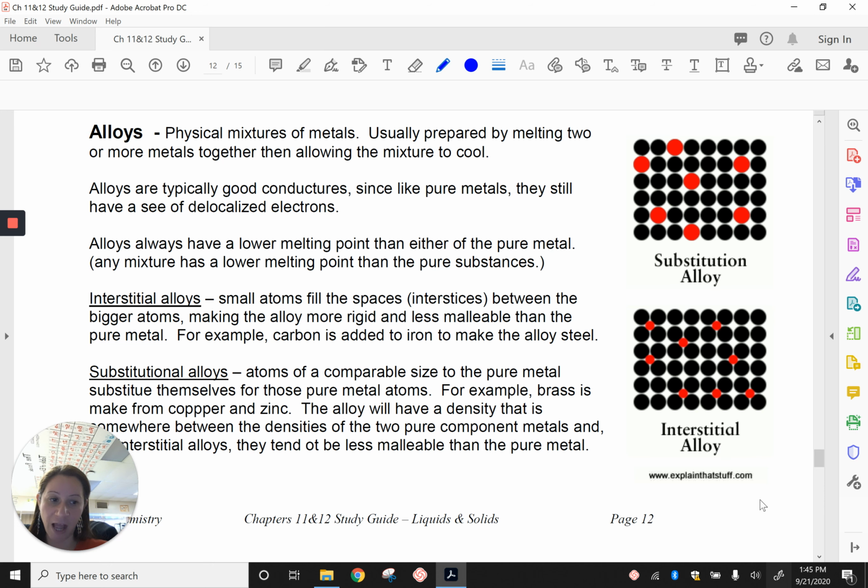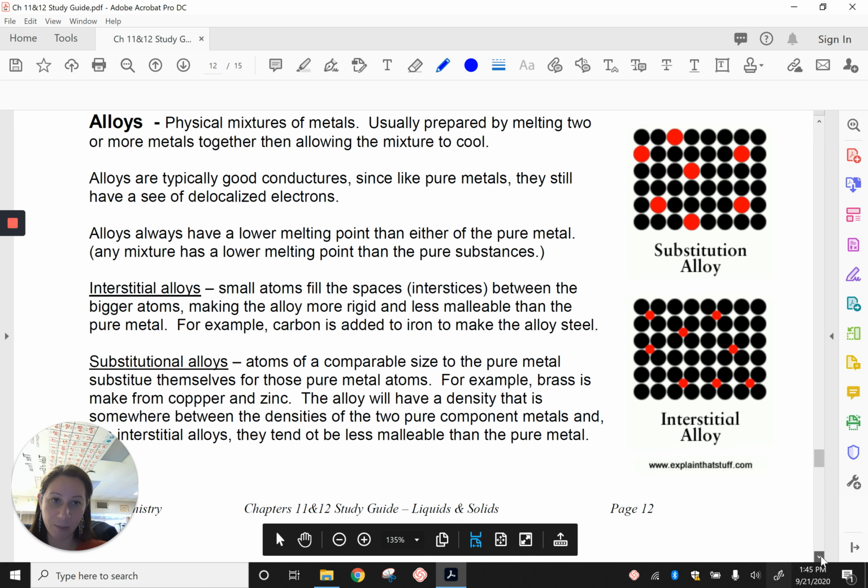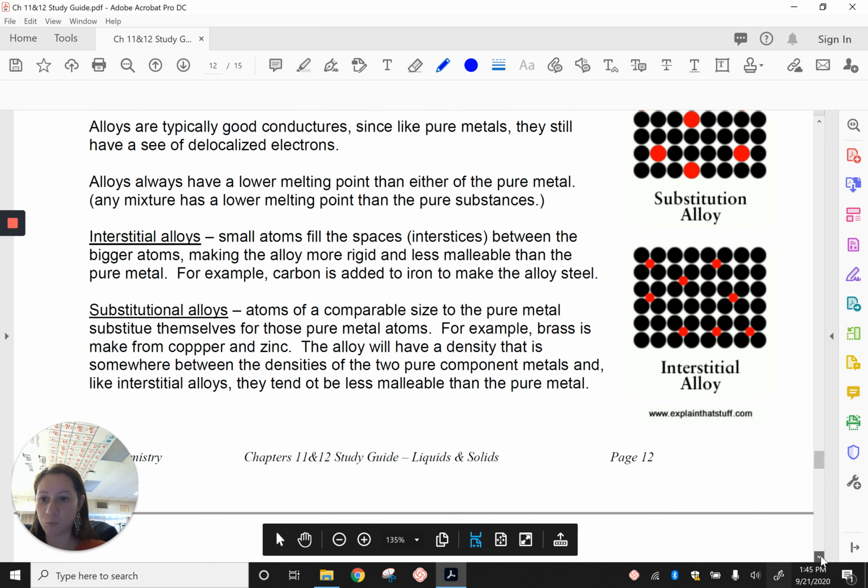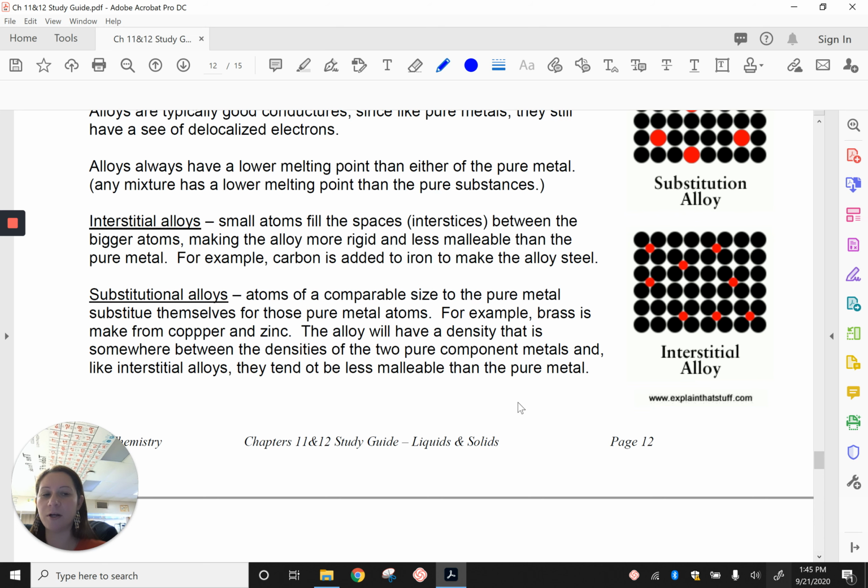There are two types of alloys, and those are mentioned by name in the CED, which is the curriculum for AP Chem. There are interstitial alloys and then substitutional alloys. So interstitial look like this, where you have two drastically different sized particles. So you have larger sized particles, and then you have smaller sized particles in the middle, in the gaps between the large particles.